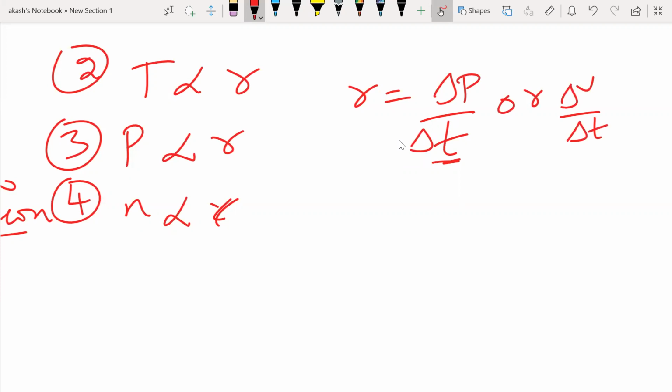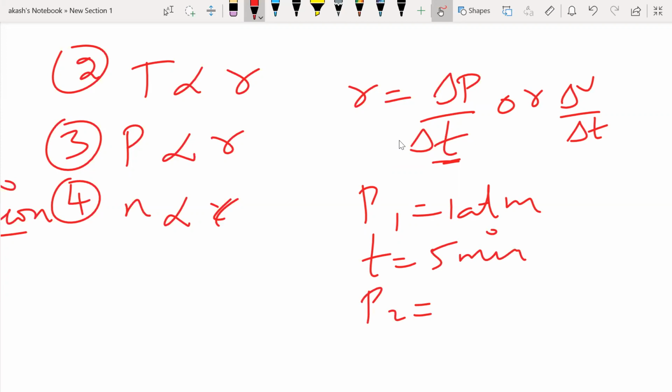Say I had helium gas in a closed vessel. Say initially the pressure was 1 atm. Now I made a hole, and the pressure became 0.5 atm in 5 minutes. Initially it was 1 atm, and after 5 minutes the pressure became 0.5 atm inside. Obviously, pressure will decrease because the gas molecules are coming out. Now, you can easily use this formula and find out the rate of diffusion.